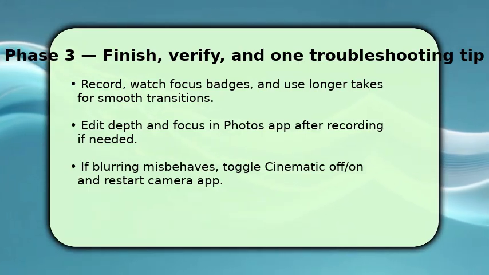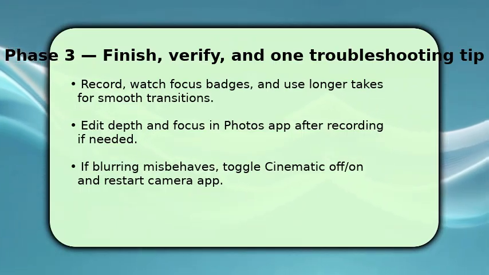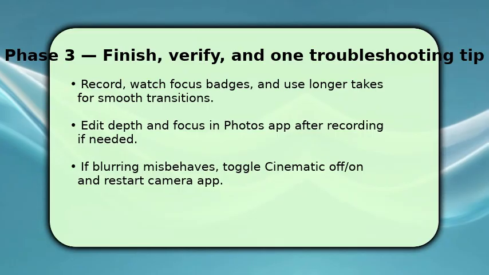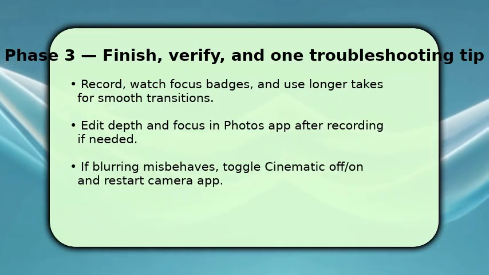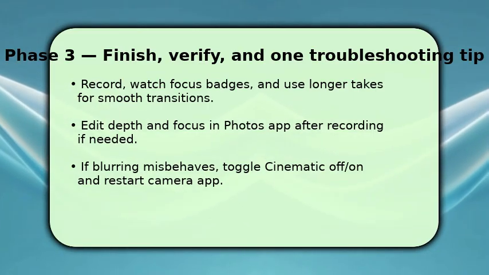If focus glitches or bokeh looks wrong, try toggling cinematic off and on, restart the camera app, and retap subjects. This simple troubleshooting resets the algorithm and clears most hiccups so you can keep shooting.